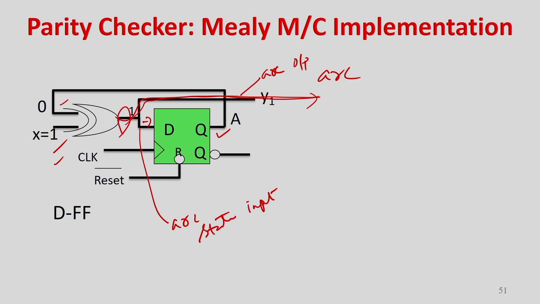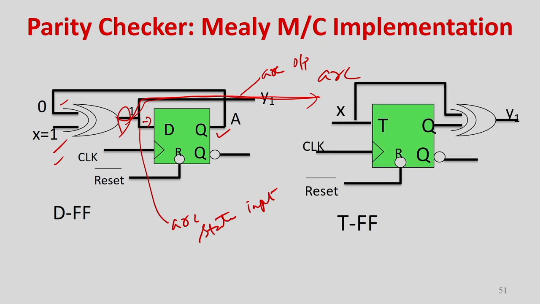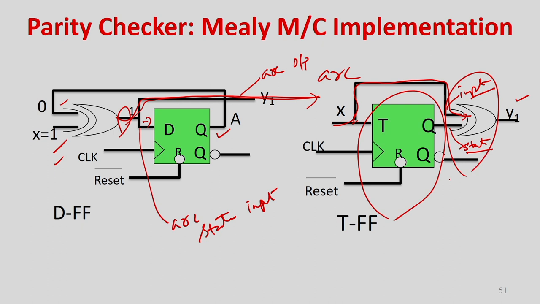In this case, if you want to implement the same thing using a T flip flop, then this is the first state transition, and this is the output, immediately these X values. This is the output of the states, this is the input, and this is the current state. Output depends on current state and input, and output gets reflected immediately. Because this part is a combinational circuit, output will be visible immediately when you see the input.